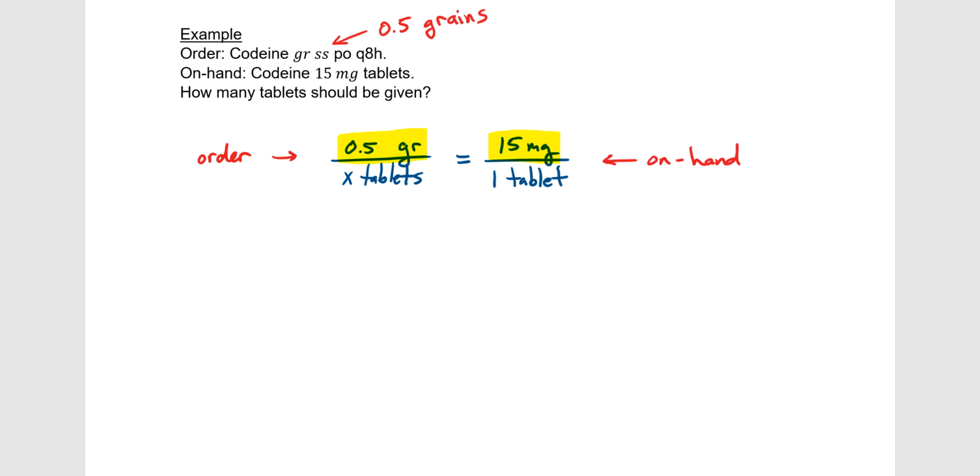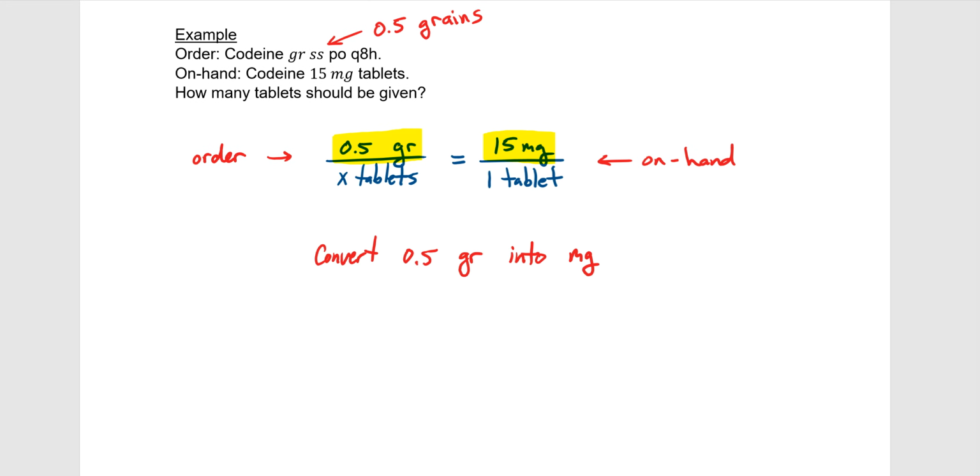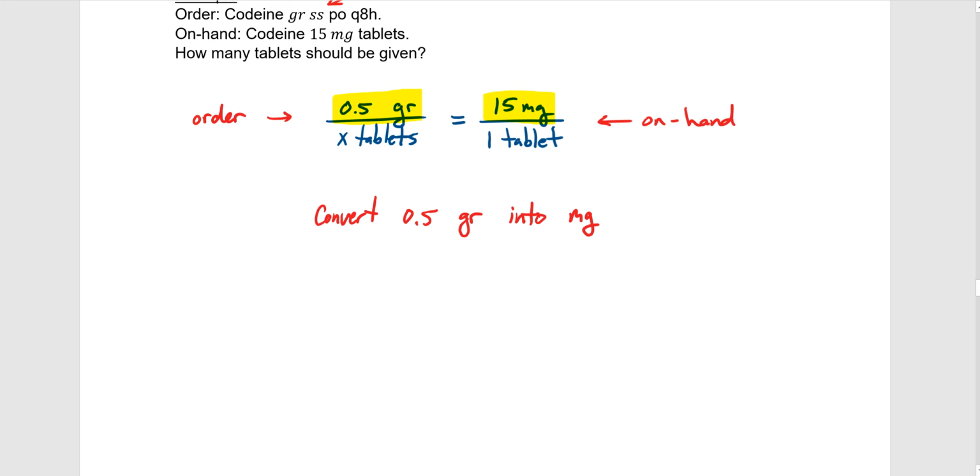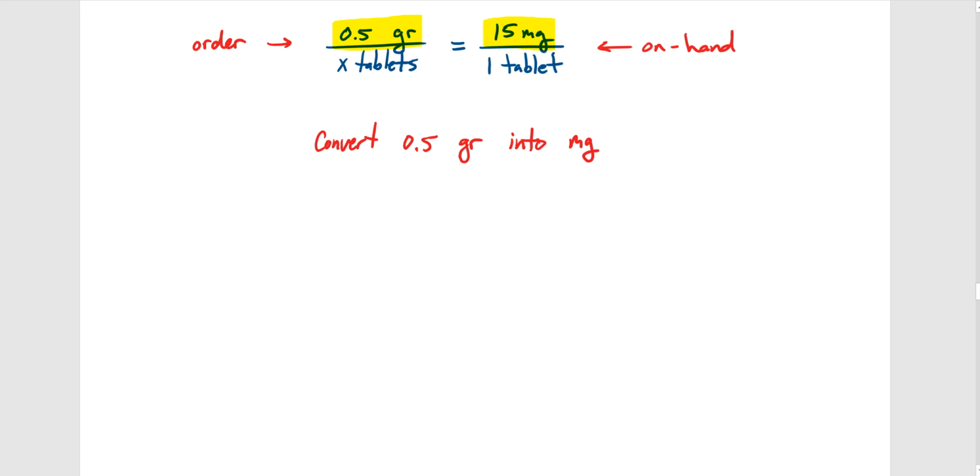So what we're going to have to do is either convert 0.5 into milligrams, or we can convert the 15 milligrams into grains. So what I'm going to do here is convert the 0.5 grains into milligrams. To do this, we need the conversion. We can use a proportion, or we can use the dimensional analysis method. I'm just going to set this up using dimensional analysis.